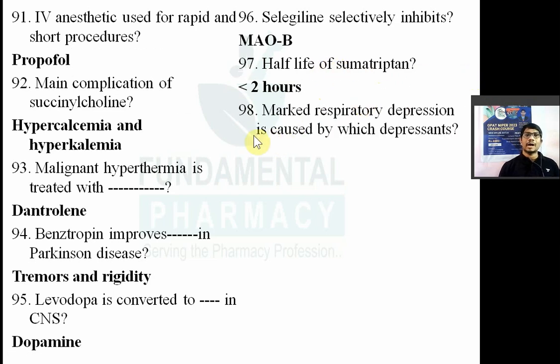Question number 98. Marked respiratory depression is caused by which depressant? Among the CNS depressant drugs, which one causes respiratory depression? The answer for this is barbiturates. Barbiturates are derivatives of barbituric acid. They are used as sedative, hypnotic, and anticonvulsant drugs.